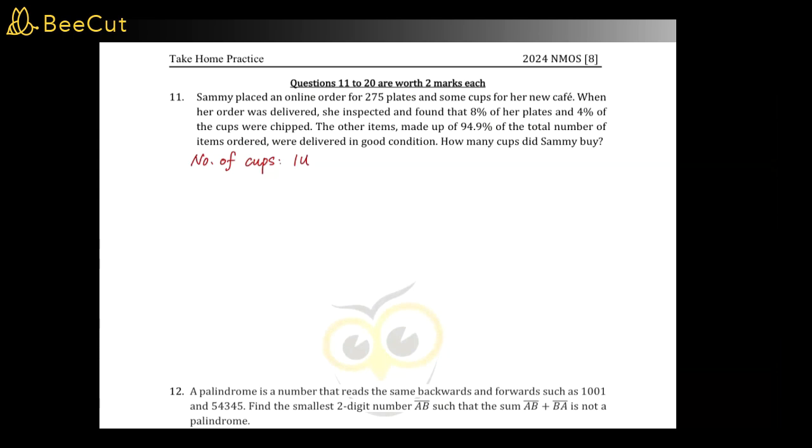So for the plates, it will be the remaining 92%. This is 275 times 92%. Then for the cups it is 1U times, so 4% were chipped. The remaining 96% were in good condition. This is 1U times 96%, equals the total number of the plates and cups, so 275 plus 1U, those in good condition is 94.9%.